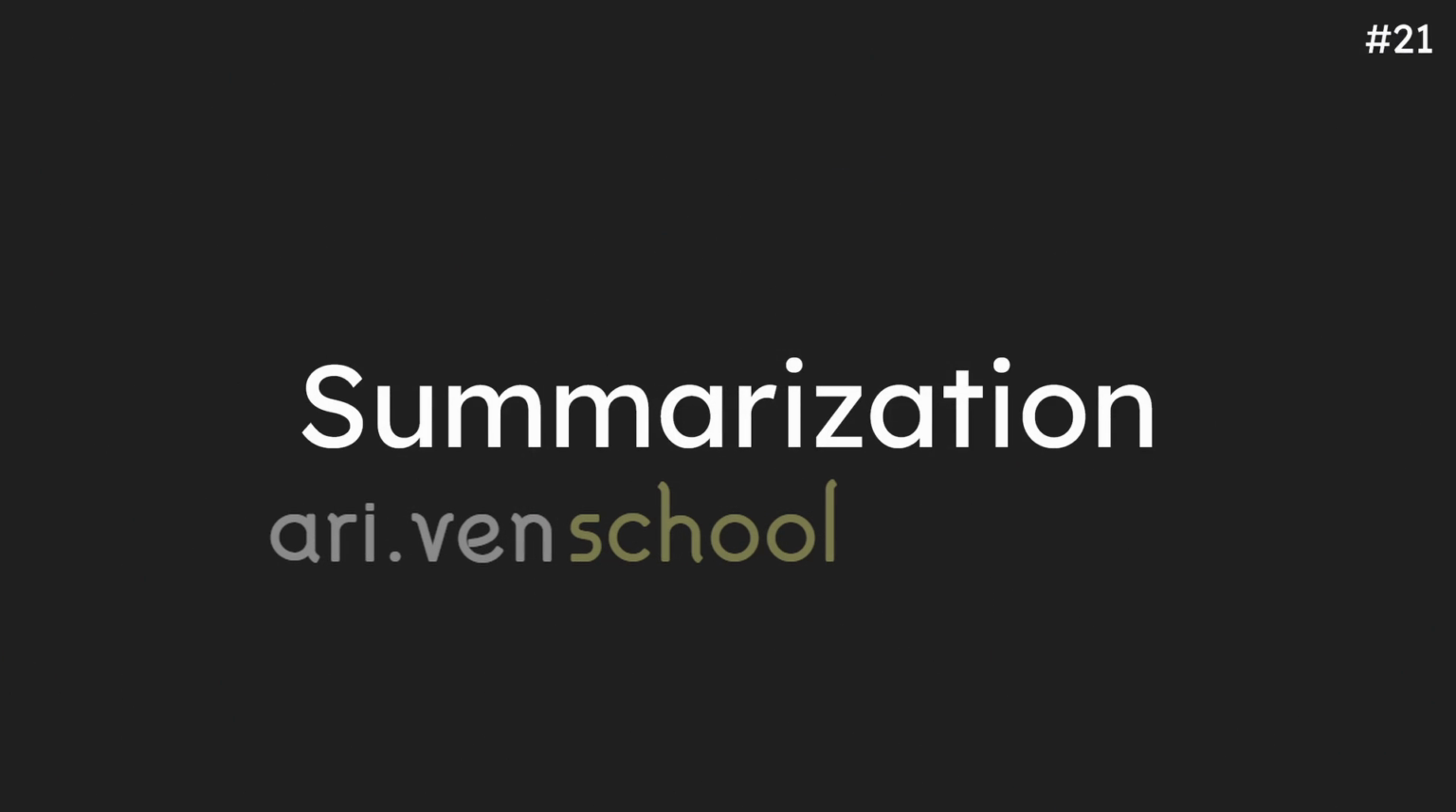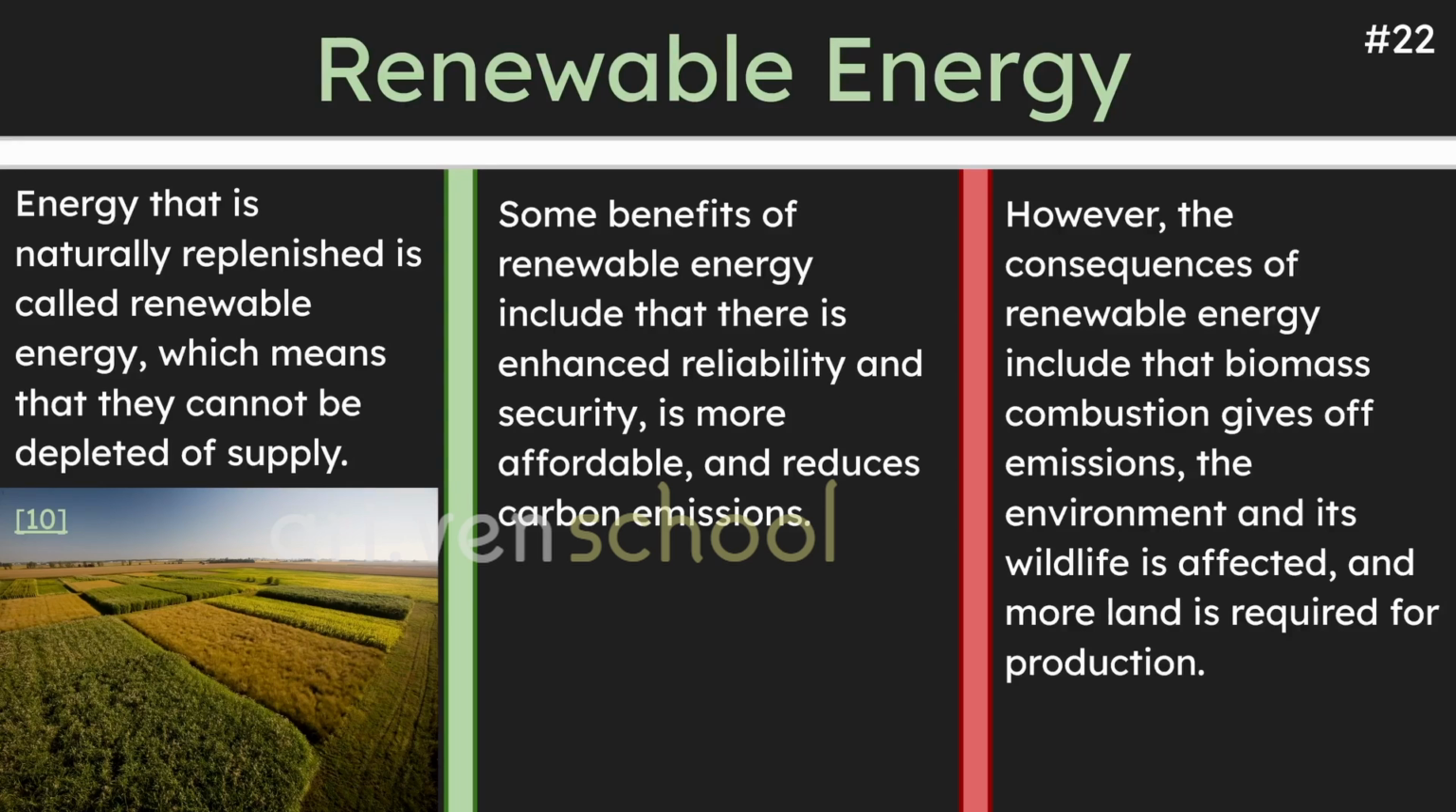Okay, so now let's summarize what we just went over. Energy that is naturally replenished is called renewable energy, which means its supply cannot be depleted. Some benefits of renewable energy include enhanced reliability and security, greater affordability, and reduced carbon emissions. However, there are also consequences, which include that biomass combustion gives off emissions, the environment and its wildlife are affected, and more land is required for production.